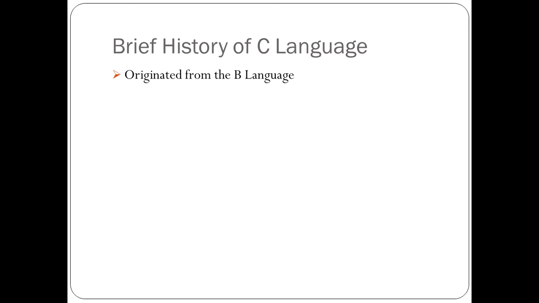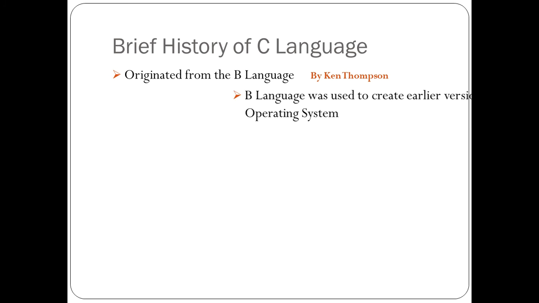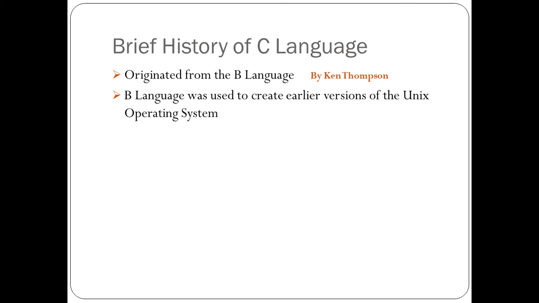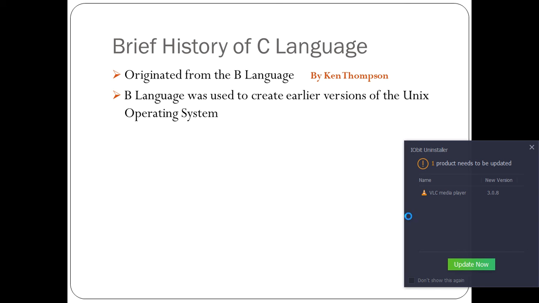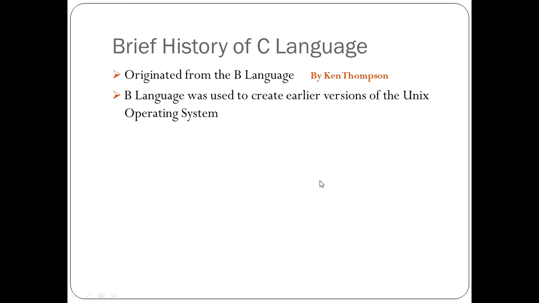Okay, which was actually produced by Ken Thompson. So this was a guy that produced the B language. B was created for the earlier versions of the Unix operating system. Ken Thompson created that for the Unix operating system.